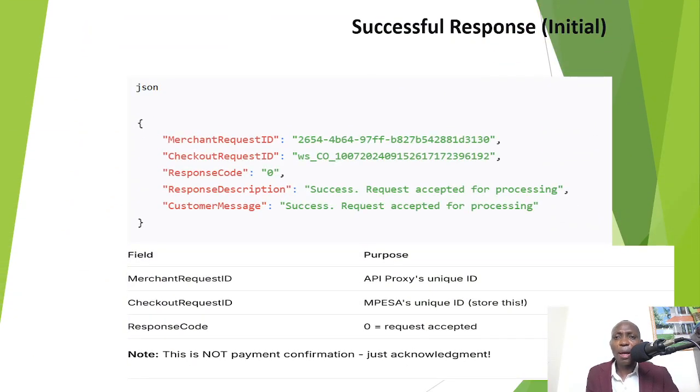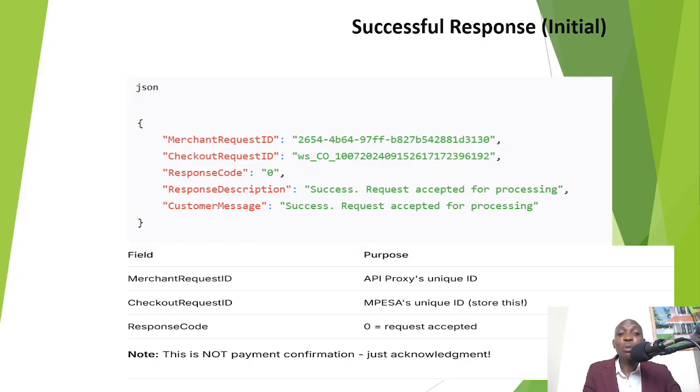Let us continue. Now I want to talk about successful response. This is the initial one, the acknowledgement. Kindly note that this is not a result. This is a response or an acknowledgement from M-PESA telling you that we have received your transaction for processing, and it usually contains merchant request ID, checkout request ID, response code 0 means it was successful, response description success, request accepted for processing, customer message success, request accepted for processing.